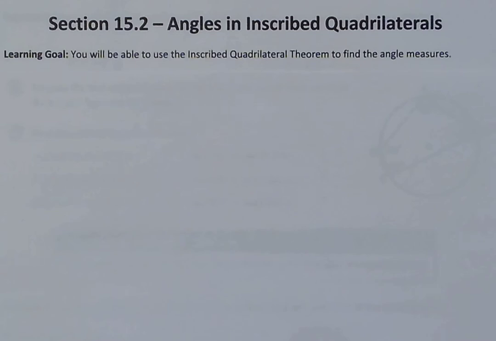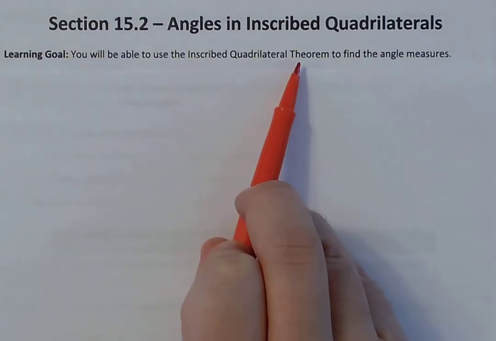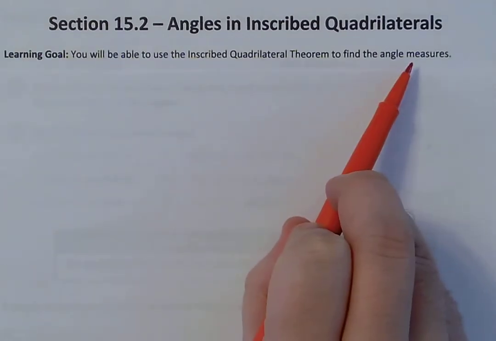For today's lesson, we're going to be taking a look at section 15.2, which is going to deal with angles and inscribed quadrilaterals. Now, for today's lesson, we have one learning goal, and our learning goal for today is that you will be able to use the Inscribed Quadrilateral Theorem to find the angle measures.